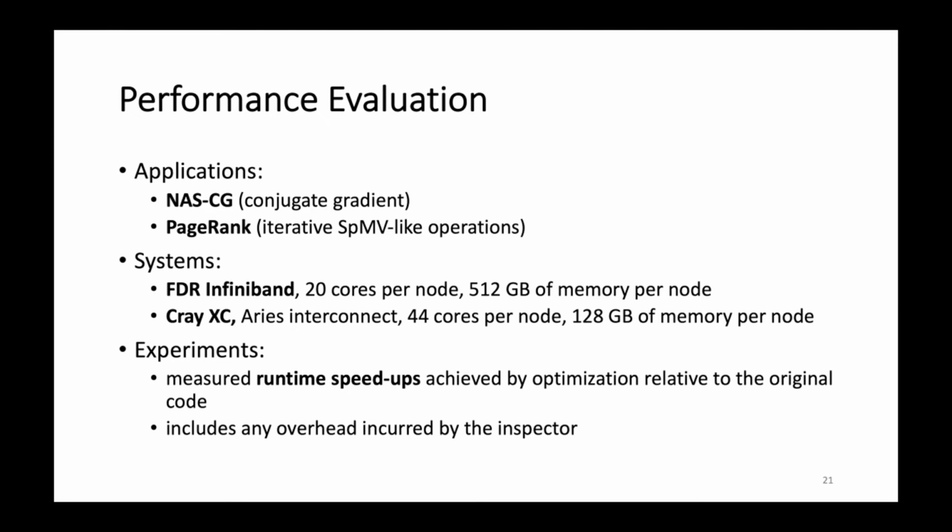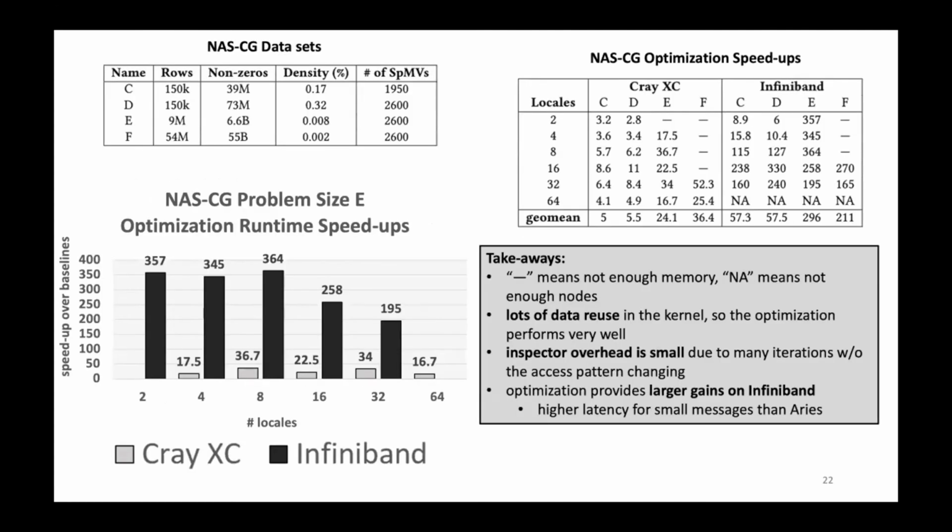So for the results I'll show next, they're measured runtime speedups achieved by the optimization when we compare that to the original code on each system. And this also includes any of the overhead incurred by the inspector. So first we have conjugate gradient. This is part of the NAS parallel benchmark suite. So it's going to operate on different problem sizes, which correspond to different sizes of the synthetic sparse matrices that it generates. And you can see those details in the table on the top left.